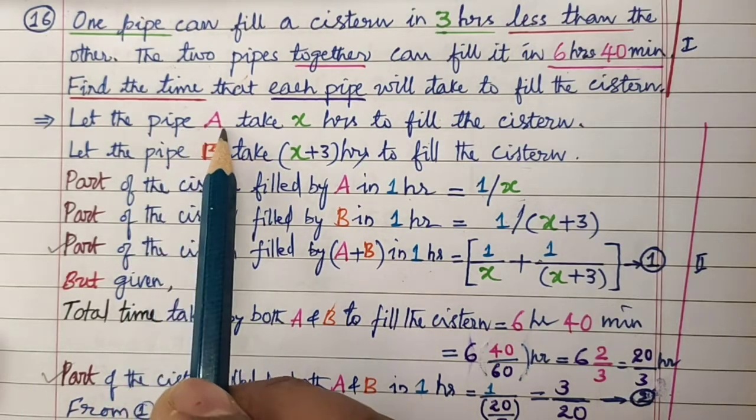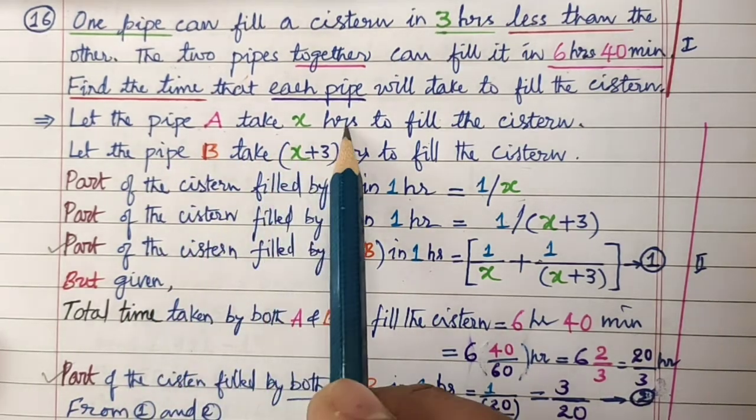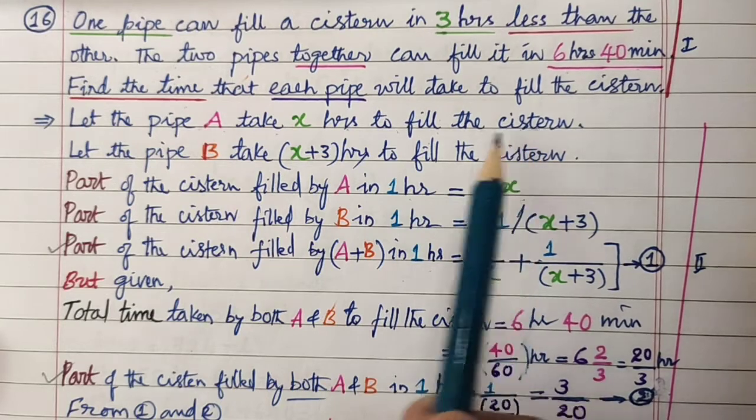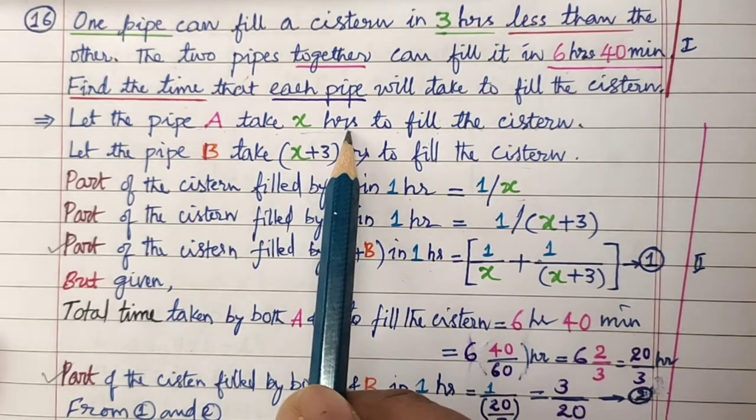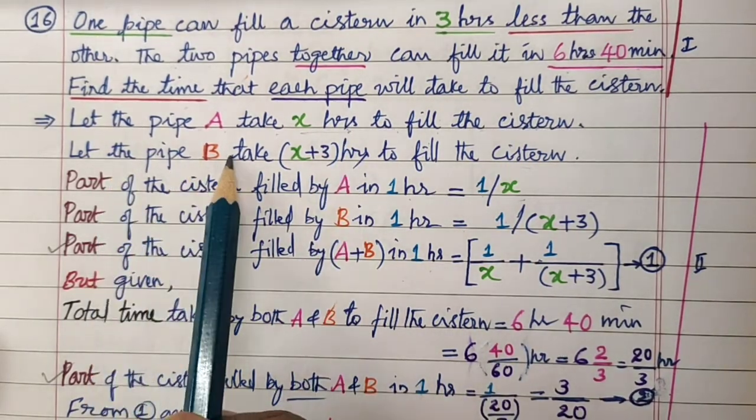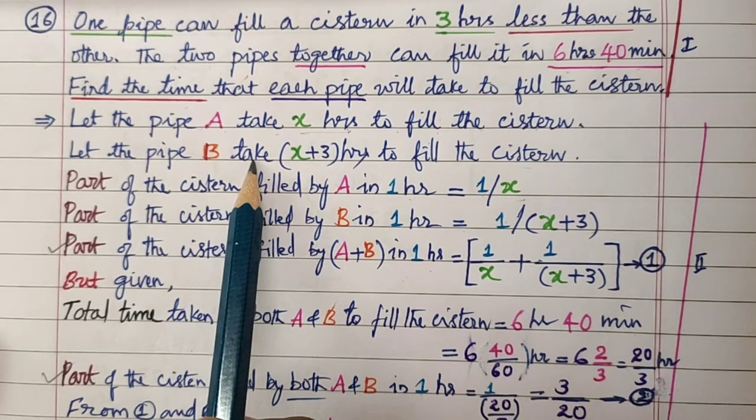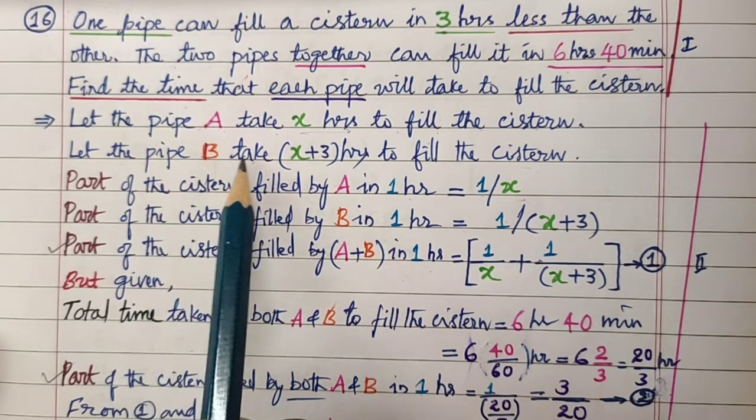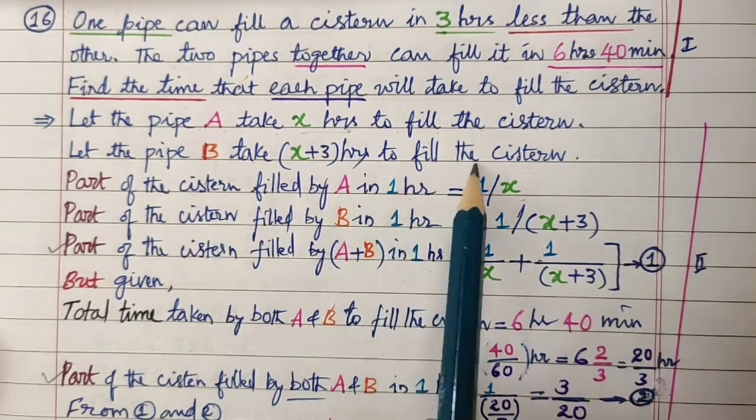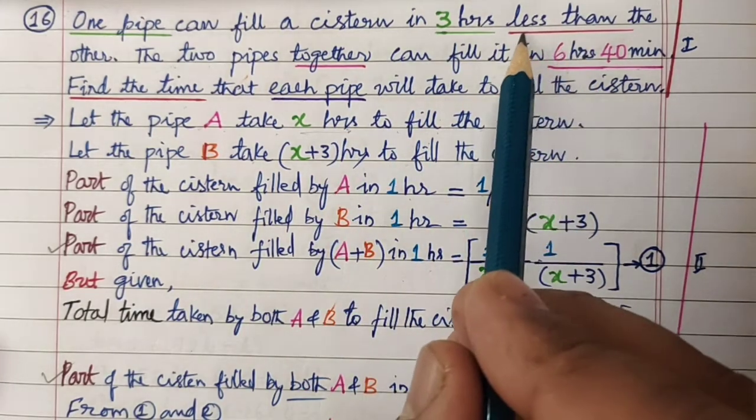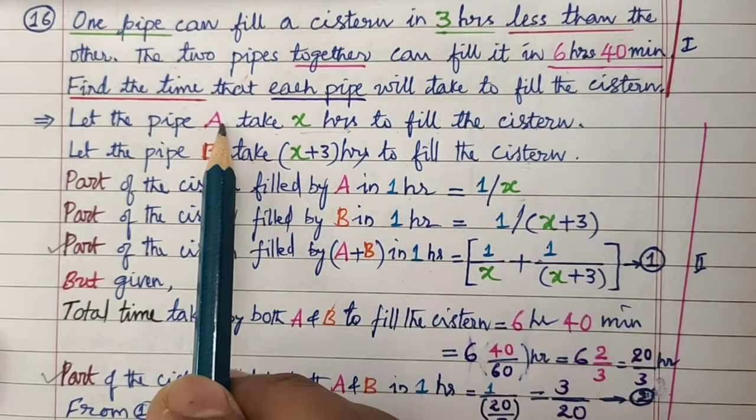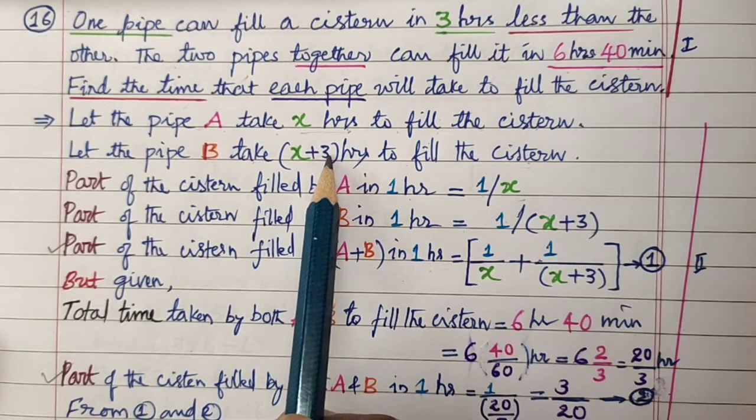Let the pipe A take x hours to fill the cistern. It is taking x hours. Let the pipe B take x plus 3 hours to fill the cistern, because they are telling one pipe takes 3 hours less than the other. Then A takes 3 hours less compared to B.